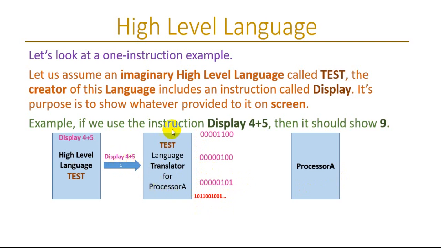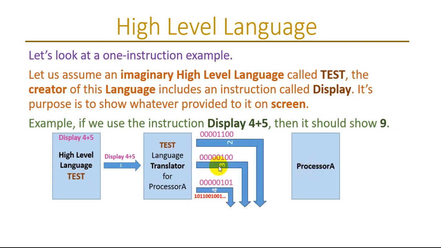So the person who is writing this knows, okay, in the high level language test, display 4 plus 5 means add the numbers as well as put it on the screen. So he will convert that instruction to this set, which will make processor A do that: add it and also show it on the screen.